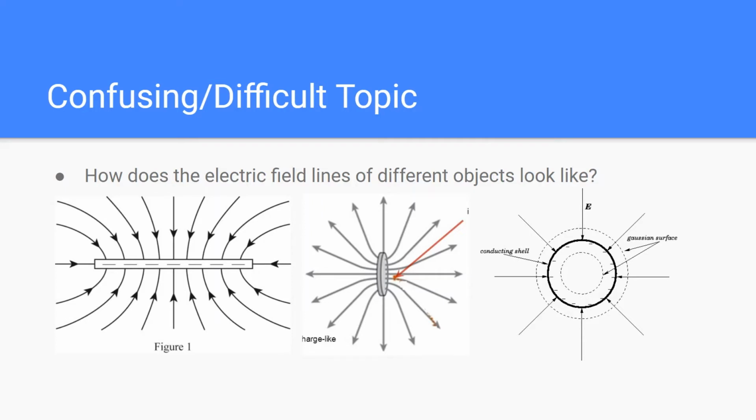Lastly, it was confusing to me to picture what the electric field lines of different objects look like. So I searched on Google and found the electric field lines of a negatively charged rod on the left side, a positively charged disc in the middle, and a negatively charged spherical shell.